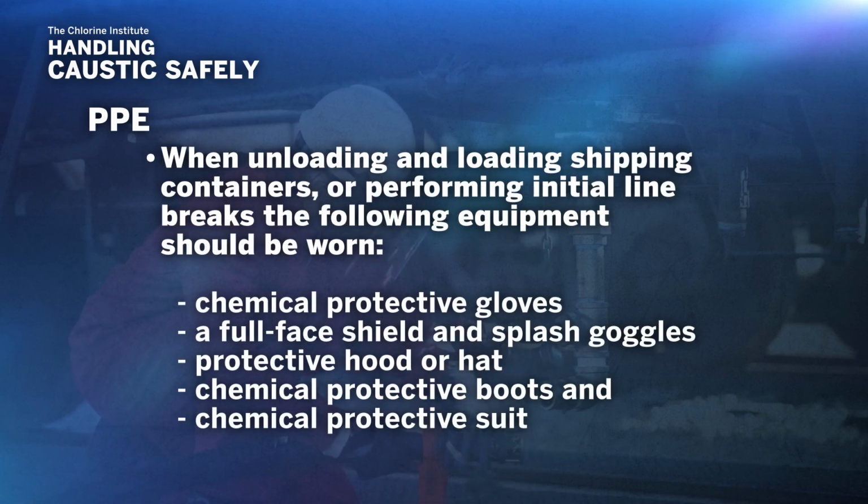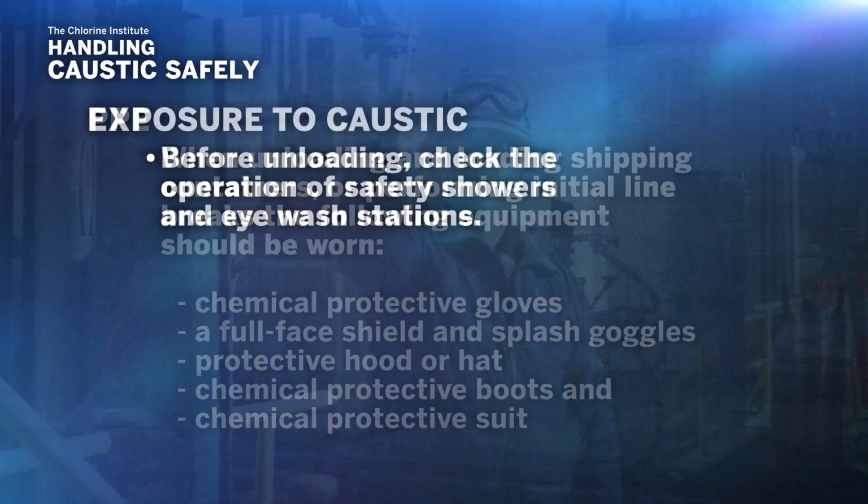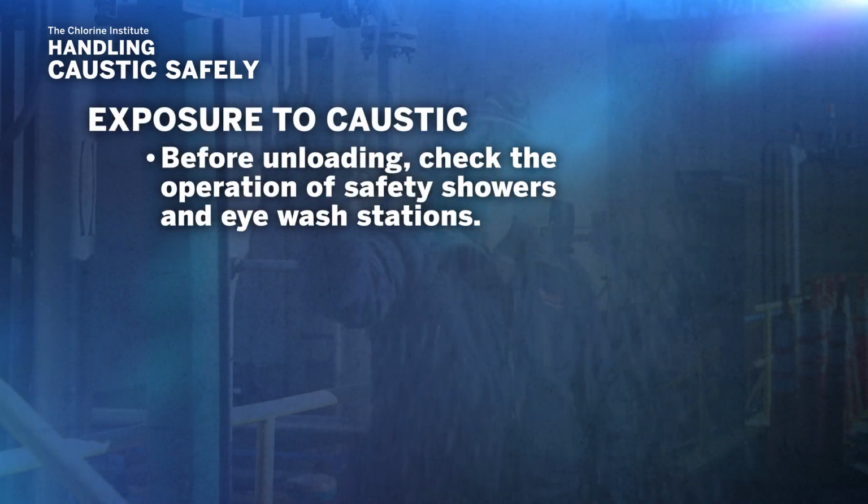When unloading and loading shipping containers or performing initial line breaks, the following equipment should be worn: chemical protective gloves, a full-face shield and splash goggles, protective hood or hat, chemical protective boots, and chemical protective suit. Before unloading, check the operation of safety showers and eye wash stations.